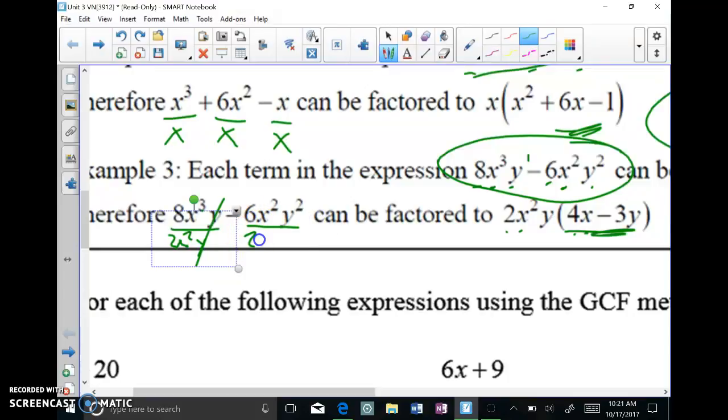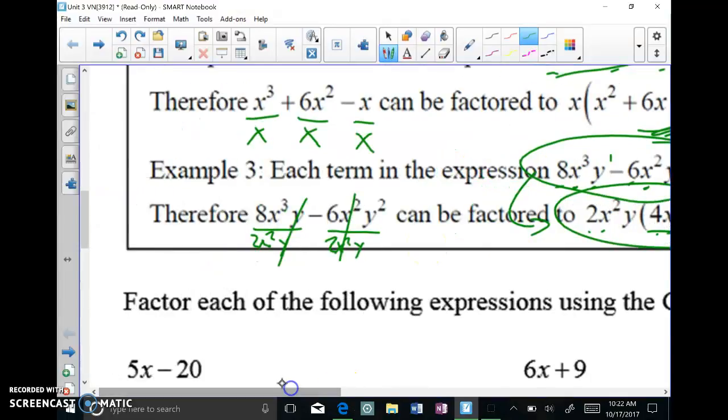And then divide this by 2x squared y. 6 divided by 2 is 3. But there's a minus sign in here that's still there. The x squareds this time completely cross out. That's why there's no x squared in here. And y squared divided by y is y. So this is what's left over when I factor this into that.